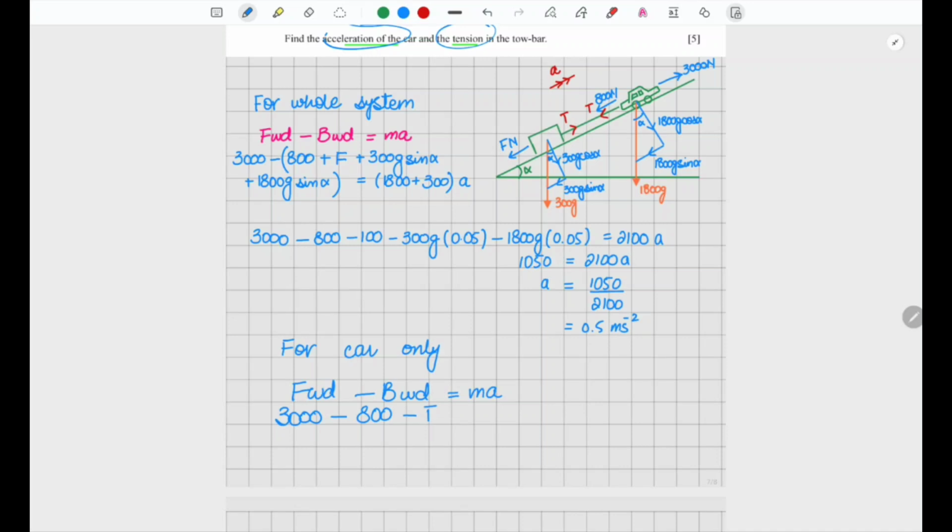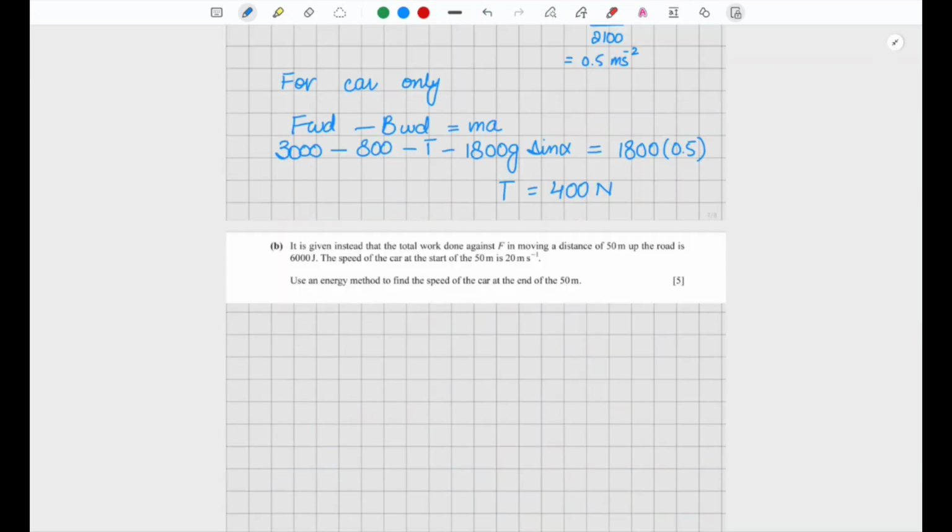Okay, and thirdly the 1800 g sine alpha, and this equals 1800 times the MA. So acceleration, now we found it to be 0.5. So from here, if we take out T, we'll get it to be 400 newtons. Okay, so this is all about your part A.